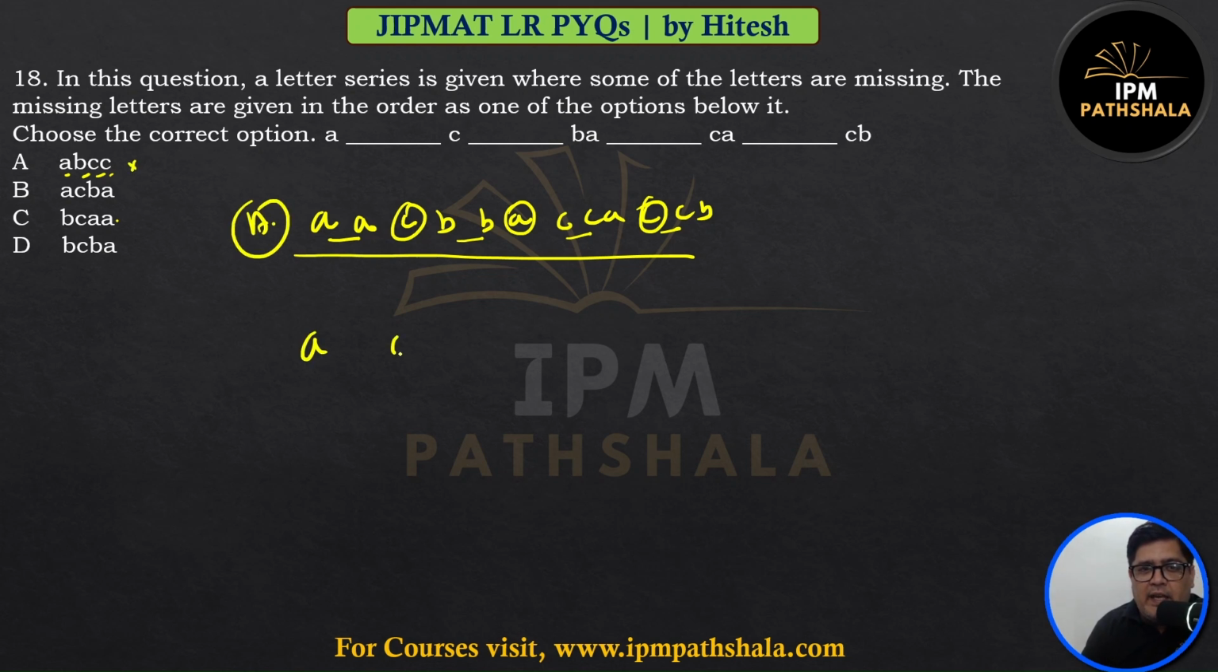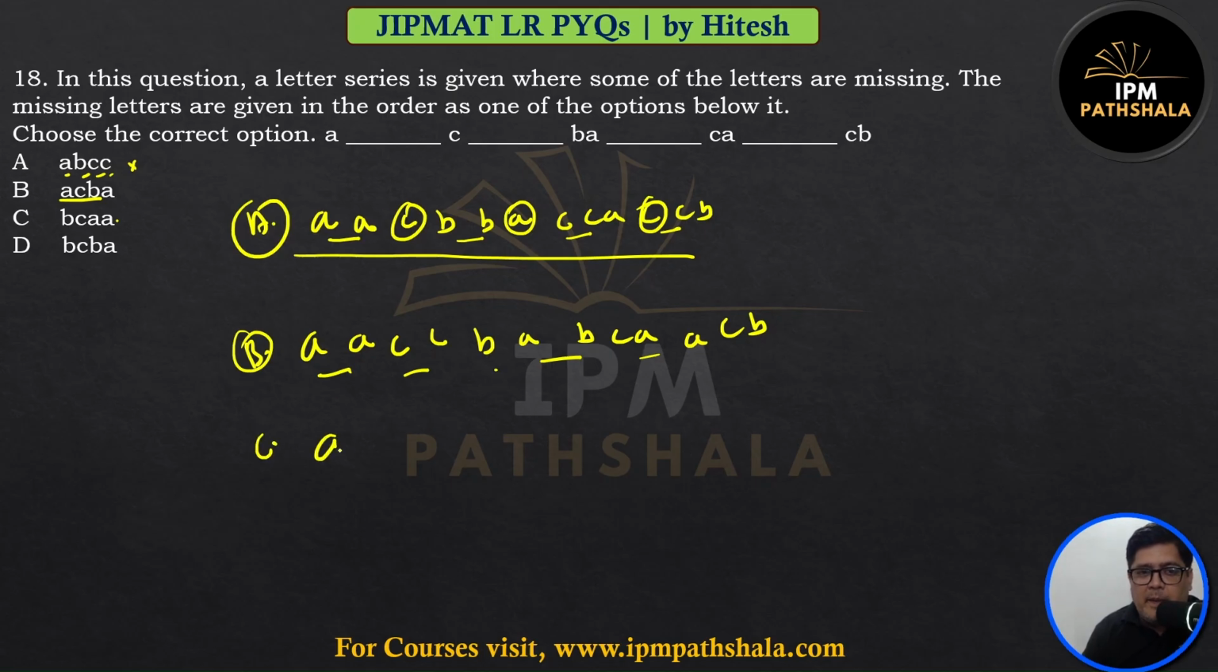Again, copy A, C, B, A, C, A, C, B. Now copy this. A, C, B, A. Option B. Only way to solve this is through options. Now A, B, B, B, A, no. Does not seem like the right thing.